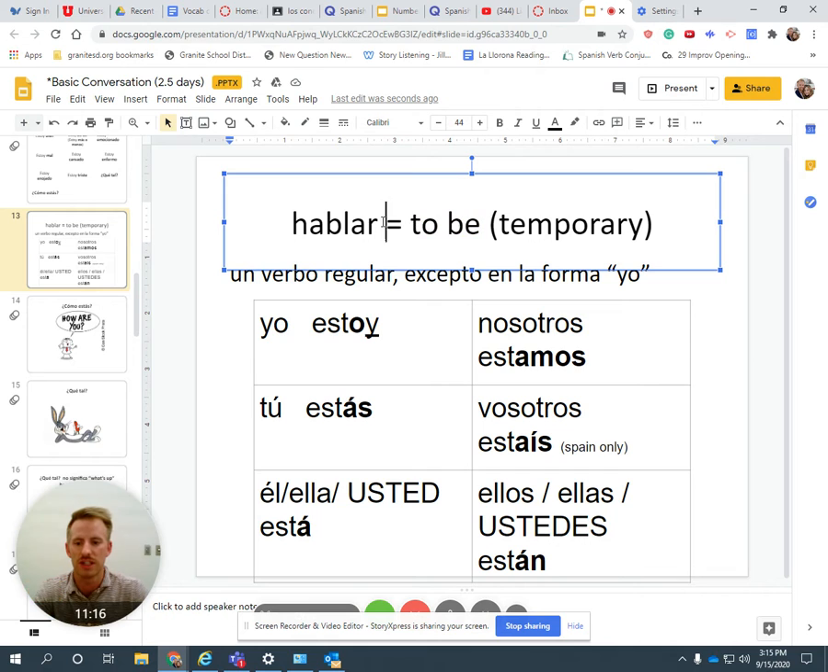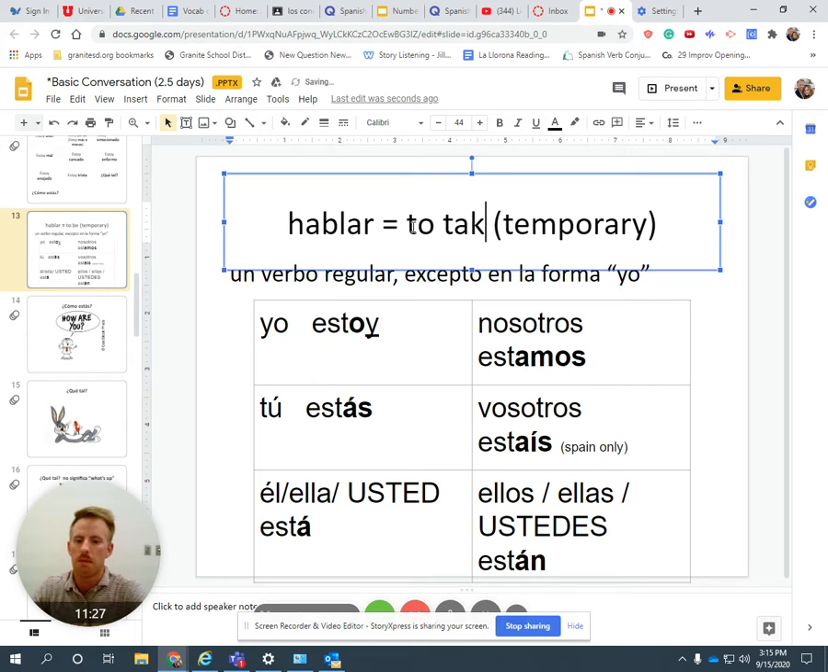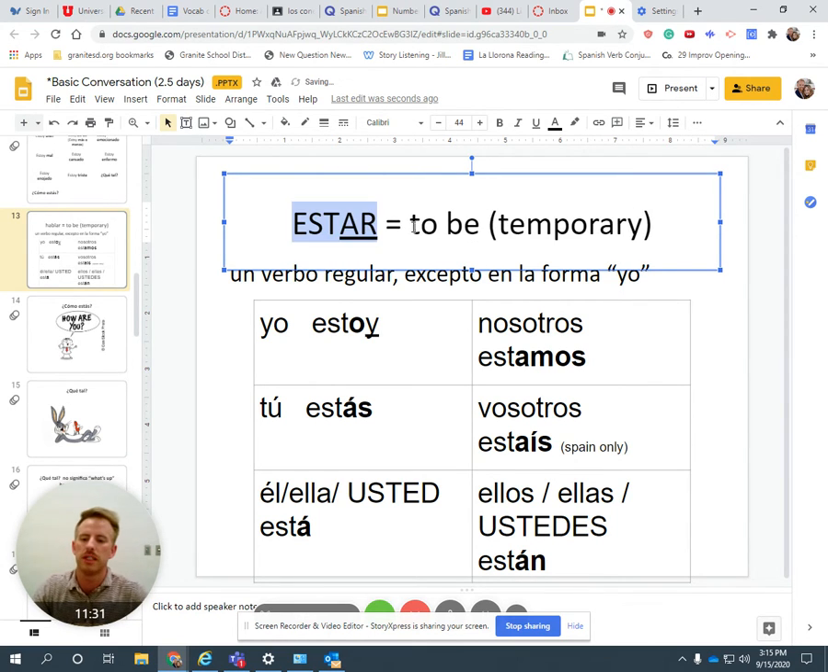Sorry, I should be changing this. Bear with me. This is the best way I can do without. Maybe I'll give you guys whiteboard next time. Será más fácil. Okay, hablar significa to talk. But we're not doing that right now. We're just doing to be, estar.